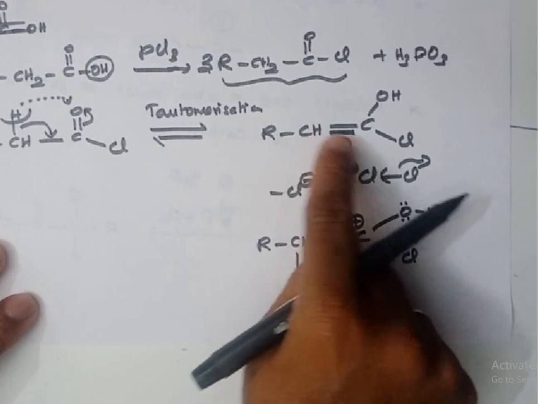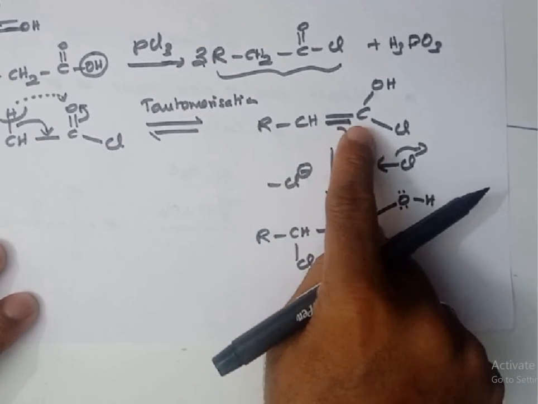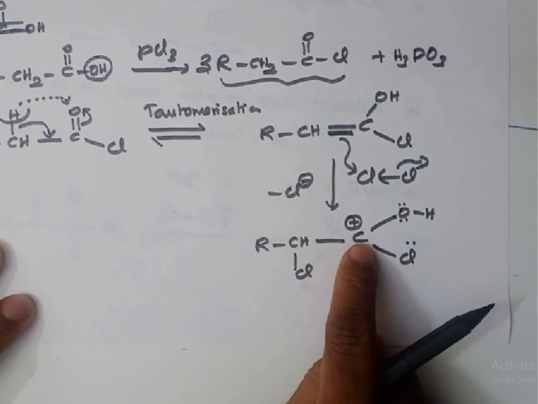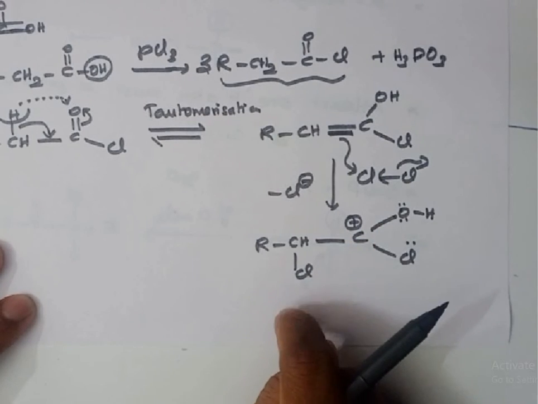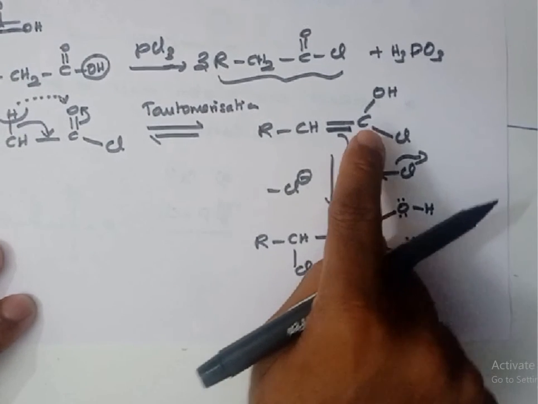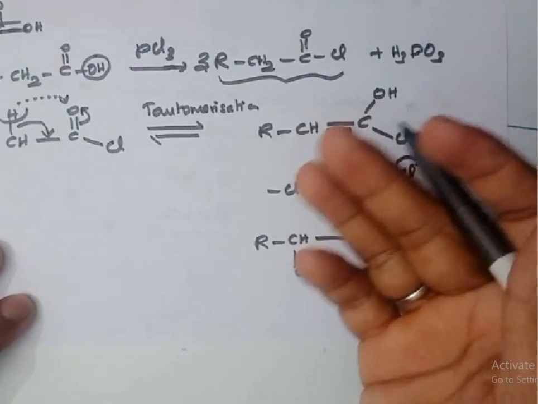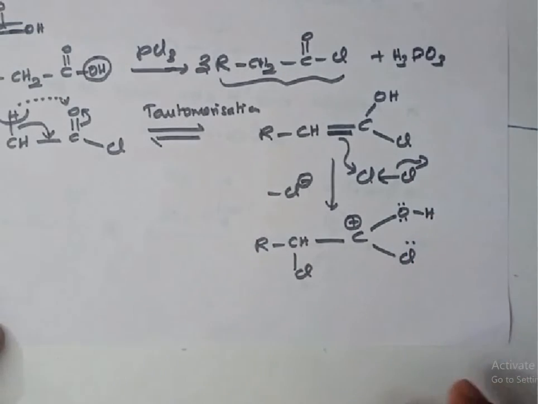Listen, you have two options here, student. Actually you can add chlorine to this carbon or chlorine to that carbon. If you add chlorine to this carbon, you will get a positive charge on this carbon, and that positive charge is stabilized by resonance. Whereas if you add chlorine to this carbon, you will get just a secondary carbocation which is not further stabilized. Okay, so only this carbocation is formed.